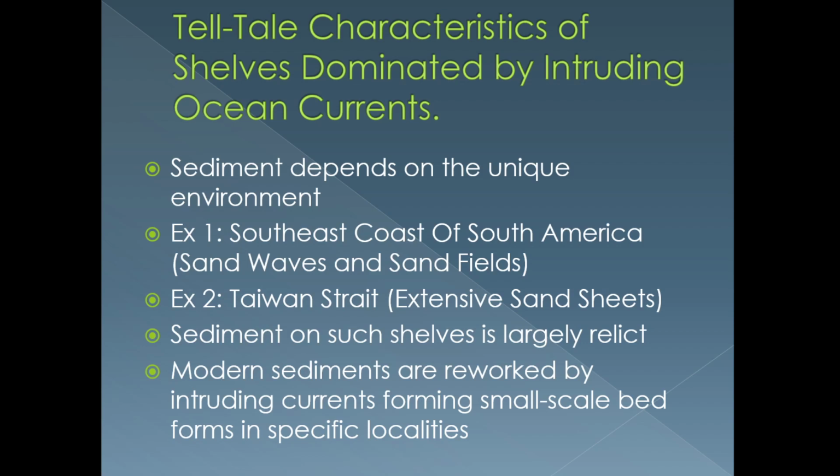So, telltale characteristics of intruding ocean currents. Well, these only occur at very unique spots where we have a freshwater source going into an ocean source. So we're finding these only in coastal environments, such as the southeast coast of South America, as well as the Taiwan Strait. Depending on the locality, we're finding sedimentation primarily just in small-scale bed forms, and the different relic sediments affect the new bed forms being formed.